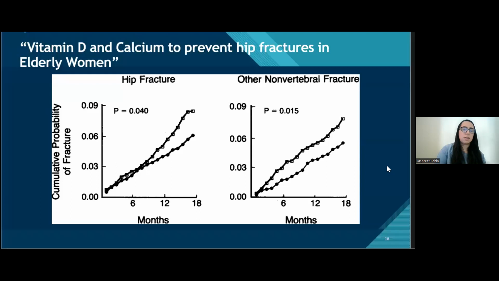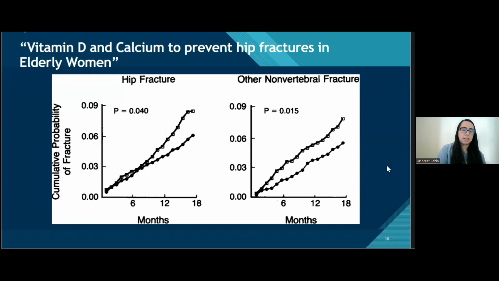So I want to talk a little bit about where we get that recommendation for vitamin D and calcium from. Basically, there was a study done where individuals with a mean age of 84 were separated into 2 groups. You had your intervention group and your placebo group. The intervention group got 1.2 grams of calcium and 800 units of vitamin D3 every day for 18 months. And the placebo group got sugar pills.